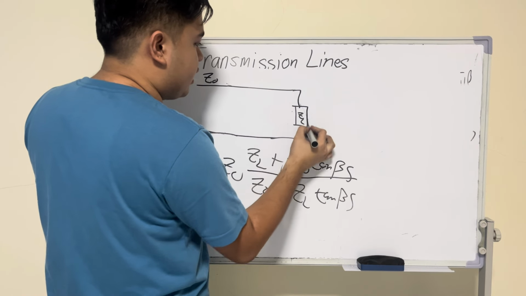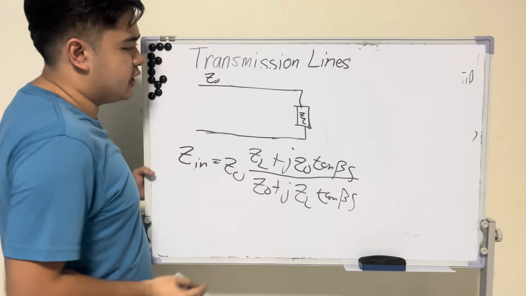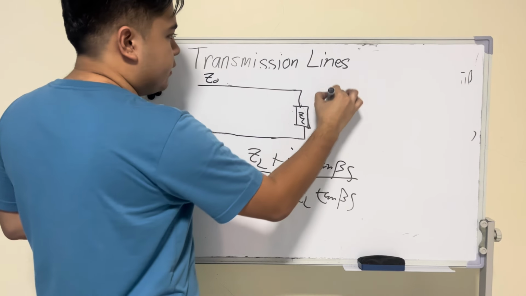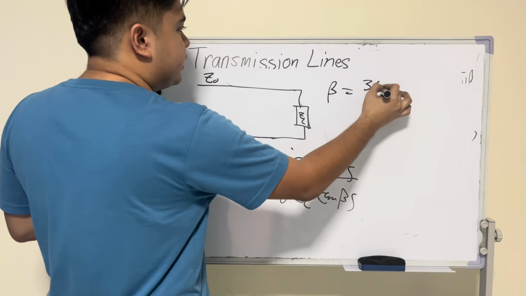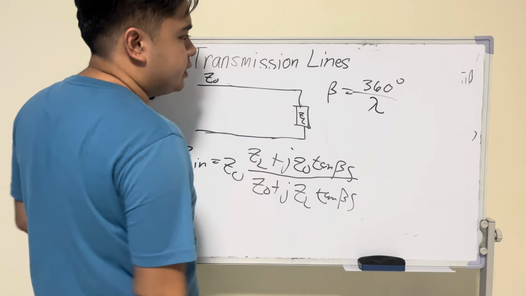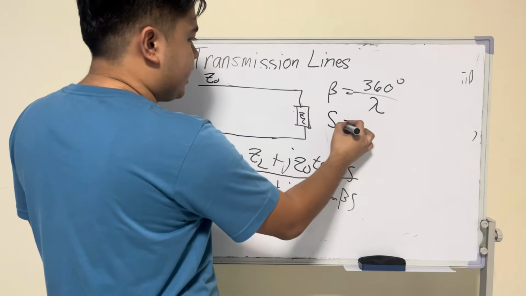of the transmission line. So we have a few parameters here. Of course, ZO and ZL are set by the system that we want. And then beta, again, is 360 degrees over lambda, which is the wavelength. And then S is the physical distance.